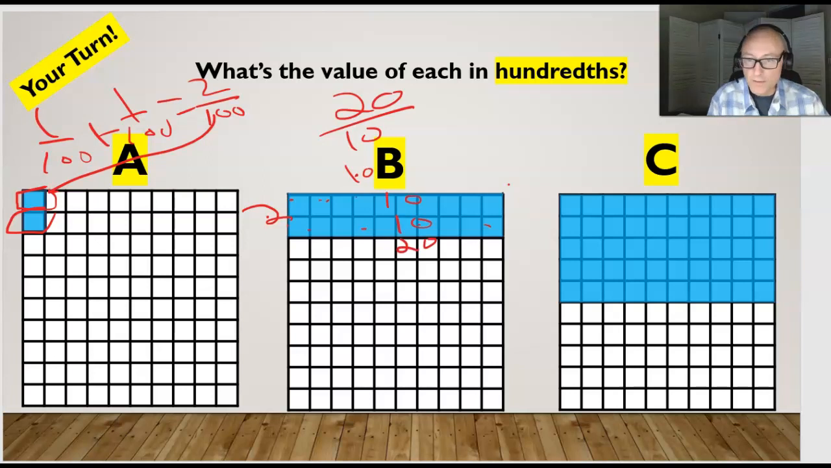What about this one? This is 10 plus 10 plus 10 plus 10 plus 10. So 10/100, 10/100, 10/100, 10/100. That's 10, 20, 30, 40, 50. 50/100 again. Or you can multiply. You can just say 10 times 5 because there's 5 of them. 5 groups of 10 is 50.